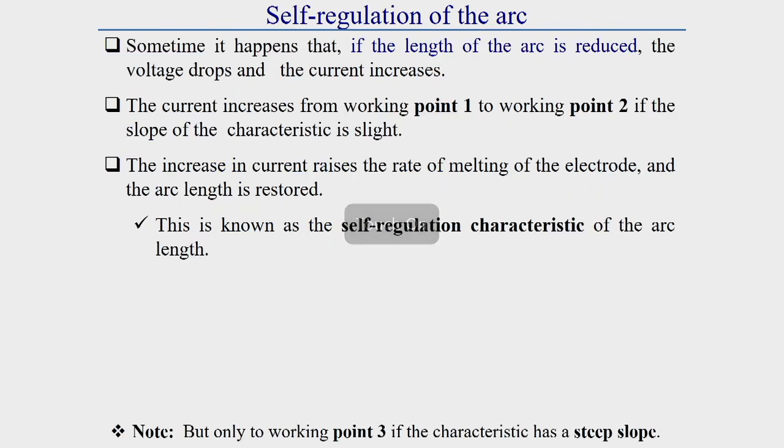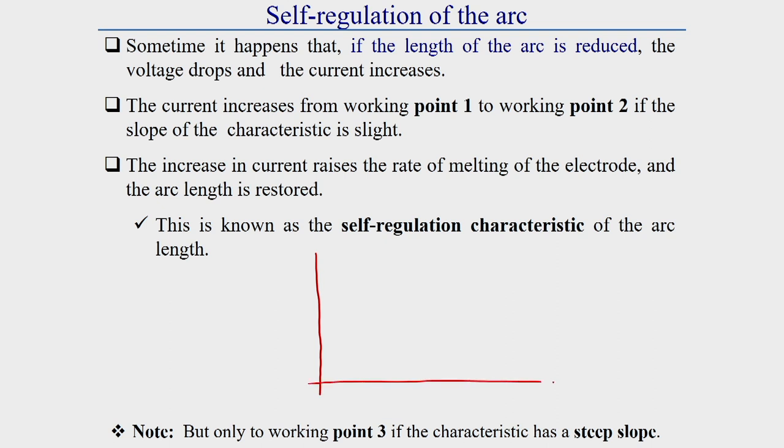Now, this constant voltage power source characteristic is also called the self-regulation of arc characteristic. Why is it called self-regulation of arc characteristic? That we should know. Because I have already explained, due to a small change of voltage, I am explaining again: in case of a constant voltage power source characteristic, what do you observe? I will explain a little more clearly, then it will be very clear to you.